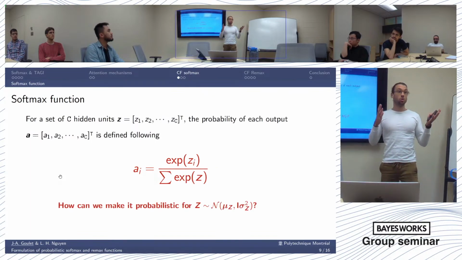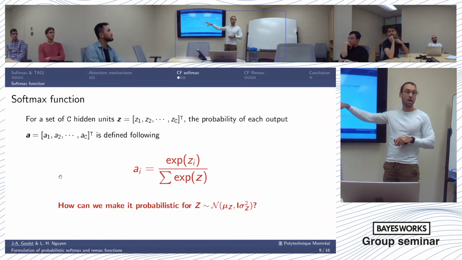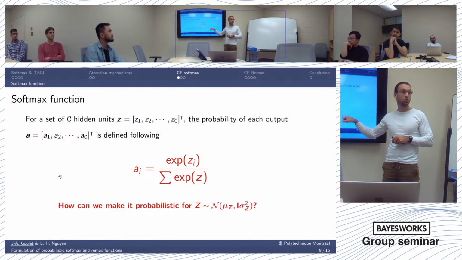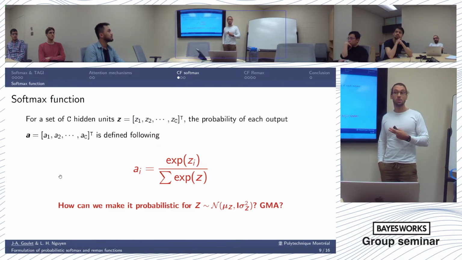Then the question we want to answer today is how can we make a probabilistic version of softmax when z is not deterministic, but where z is a Gaussian vector with mean mu z and diagonal covariance matrix. So I have an identity matrix times a variance vector. Okay? Can we use GMA to do this? Gaussian multivariate approximation. Ali? I think so, I don't know.